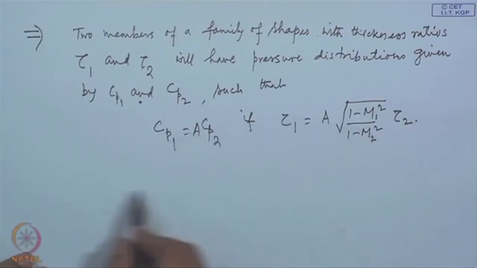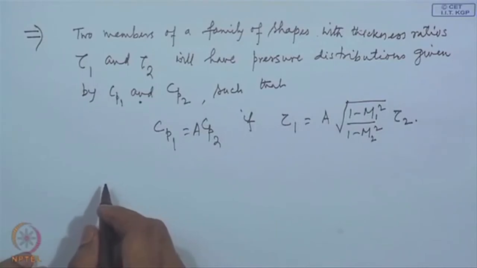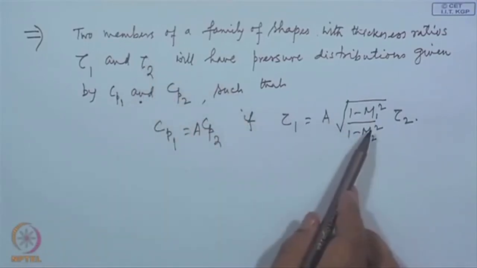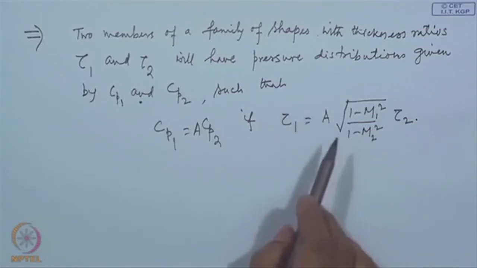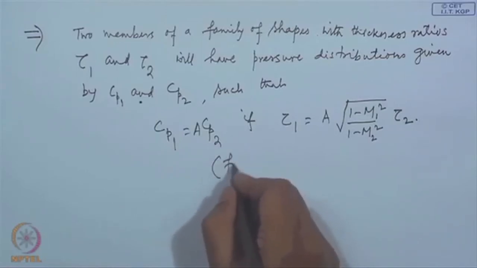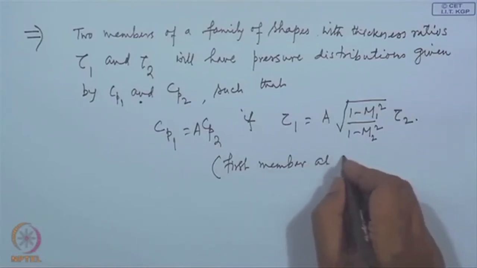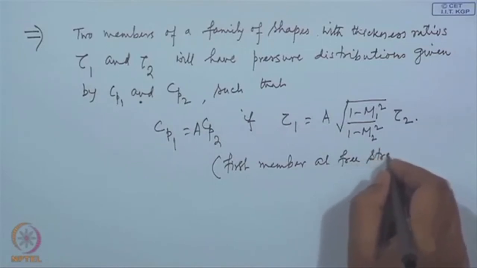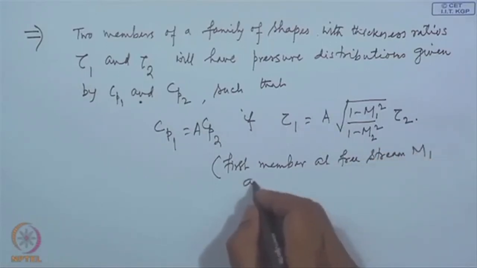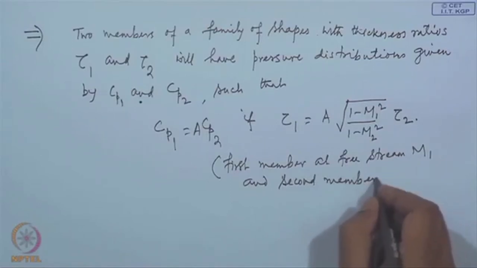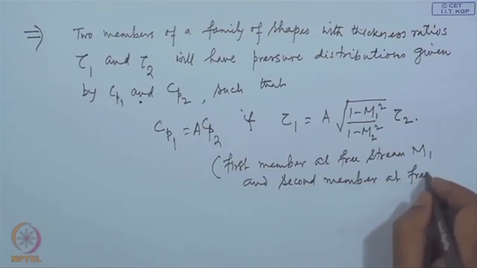Of course, it is not mentioned here explicitly that the first member is at free stream Mach number of M1 and the second member is at free stream Mach number M2.